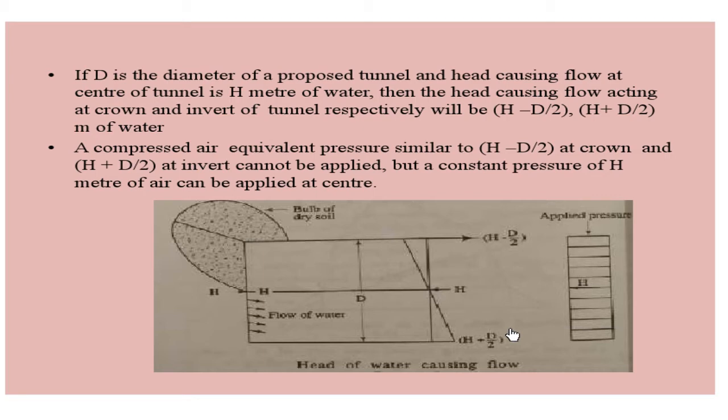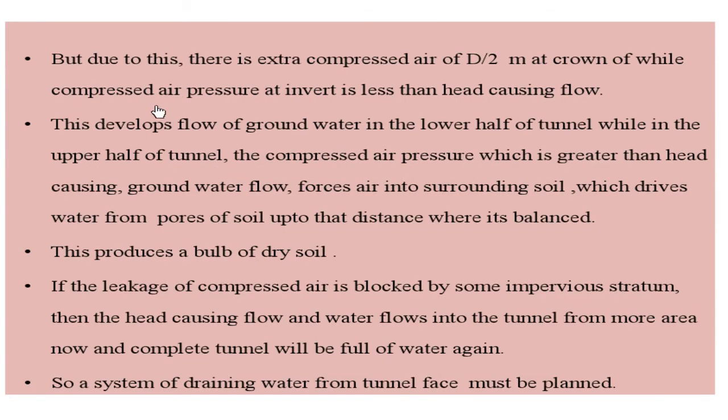Okay, so what happens over here? Here an amount of d by 2 is lesser, and here an amount of d by 2 is higher. This develops flow of underground water in the lower half of the tunnel, while in the upper half of the tunnel, the compressed air pressure, which is greater than the head causing groundwater flow, forces the air into the surrounding soil, which drives water from the pores of the soil up to the distance where it is balanced.